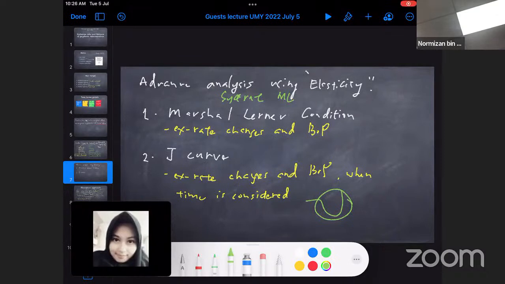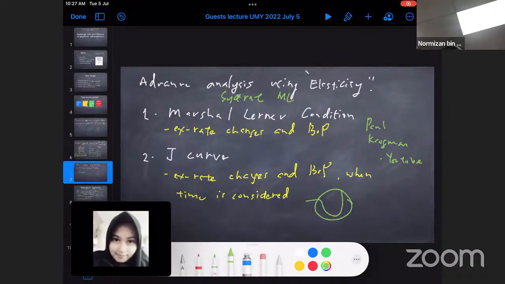Tetapi kepada yang berminat, kamu boleh buka buku teks yang saya suggestkan tadi, ataupun buka buku Harvard untuk basic dia. Tapi untuk advance dia mungkin dalam buku Paul Krugman. Dalam buku Paul Krugman dia agak bincang lebih detail sedikit tentang Marshall Lerner. Ataupun kalau kamu rajin, di YouTube pun sebenarnya banyak diterangkan tentang Marshall Lerner condition. Boleh pergi lihat.